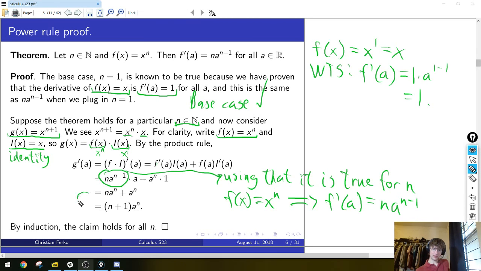And then a challenge for you, what did I do in the last step? So what was the algebraic step I did to go from this line to this line?